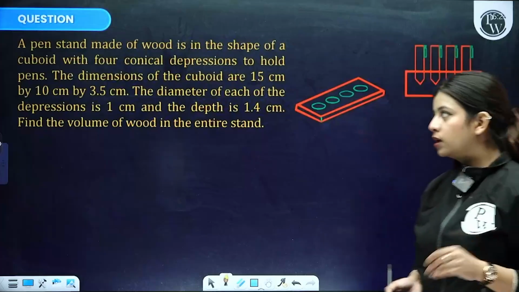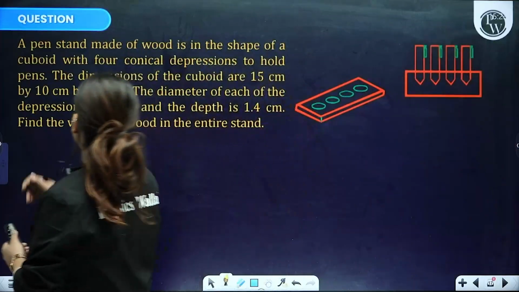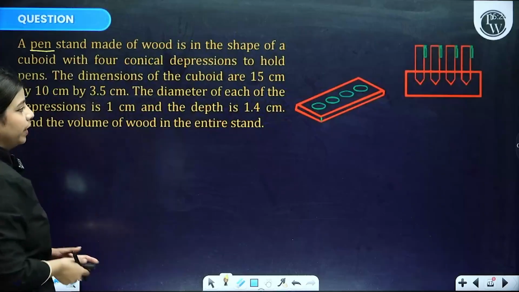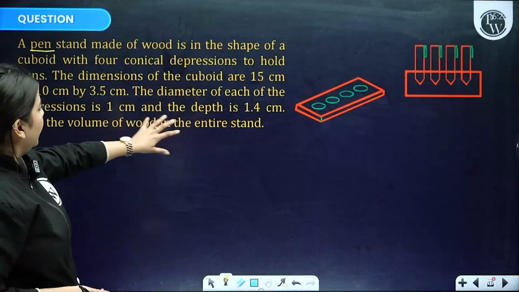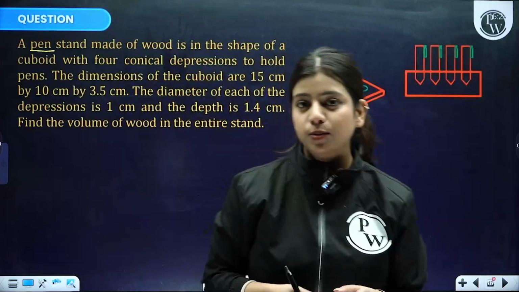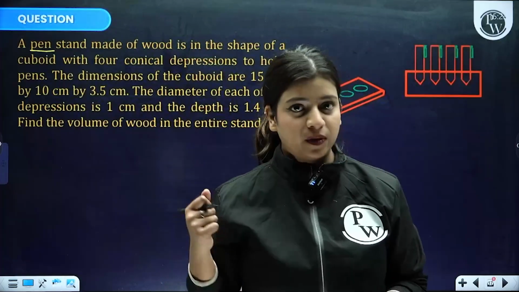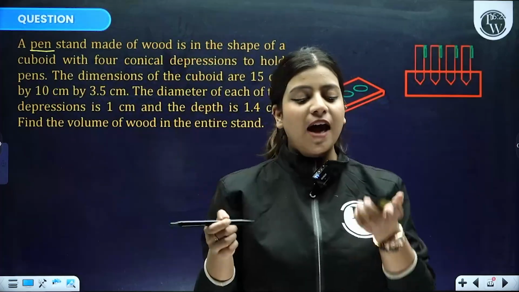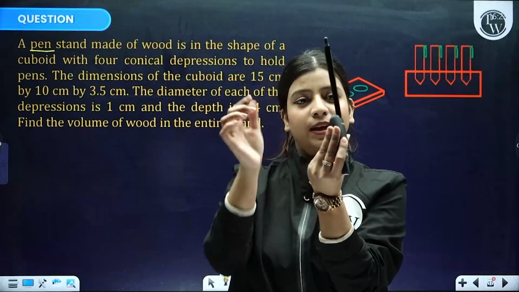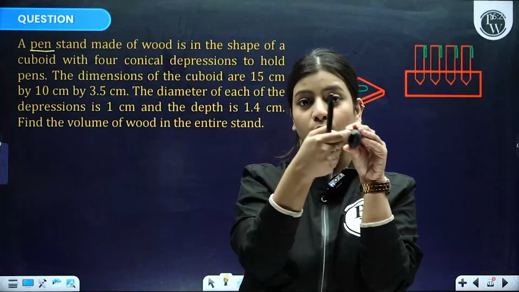Let's move forward. Now the next question says that there is a pen stand made of wood in the shape of a cuboid, right? There is a pen stand and basically there are conical depressions. Now when we talk about depressions in this particular chapter, that means a cavity, a hole. If we have a pen stand, that pen stand needs to have a hole so that the pen can stick to it, right? So the hole is needed.